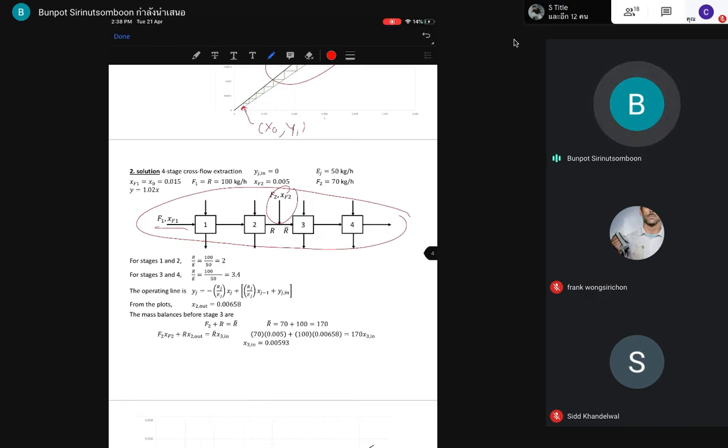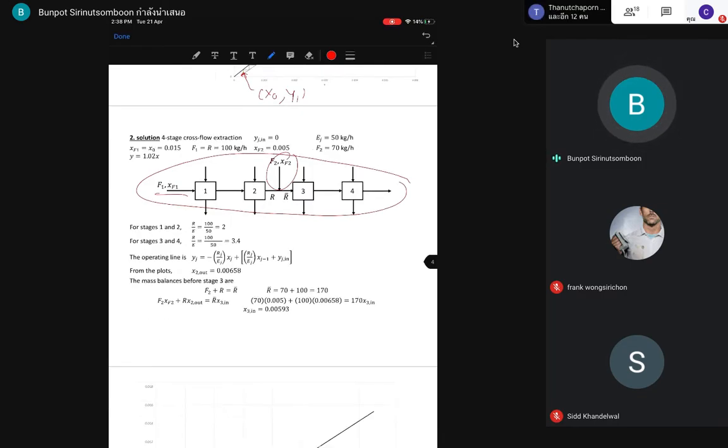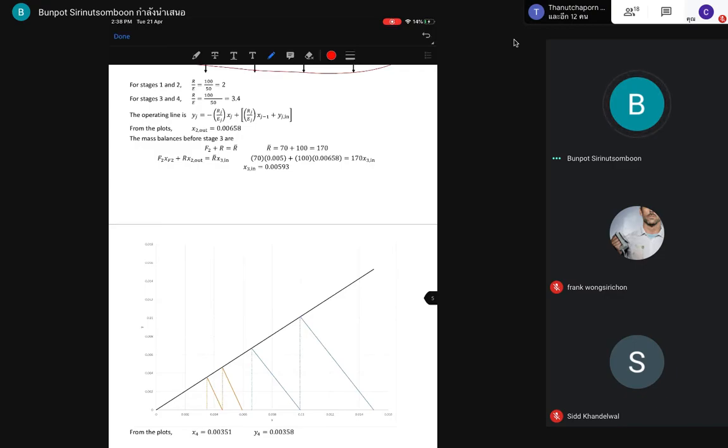You guys can also do that. I mean, that works too. But I also want to show you guys that it can also be done by the graphical technique like this. So you start from this point right here, and you find R over E for stage 1. Like this point, the slope, then you can draw the line, right? And then it's gonna hit the equilibrium line right here.